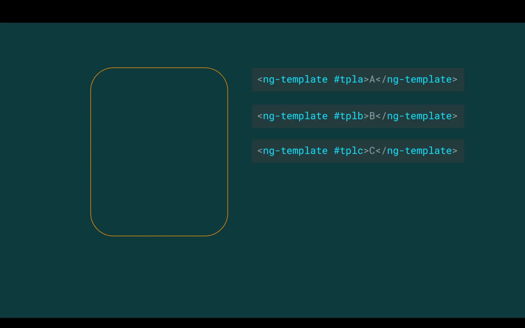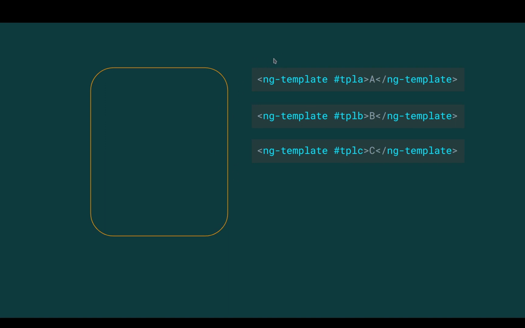Let's say that we have this container and we want to present our content there. We want to render our content there. And since the video is about ngTemplate, we're going to have several templates. We're going to have the template A with content A, and the template B with content B, and the template C with content C. Please note here that every ngTemplate has a template reference variable, and we will see more about this in the next minutes.